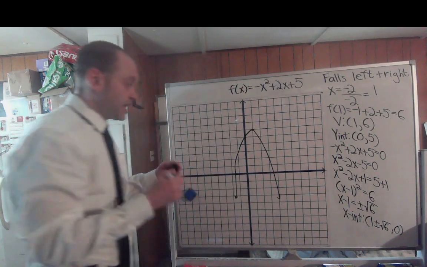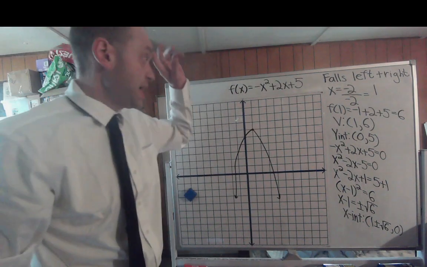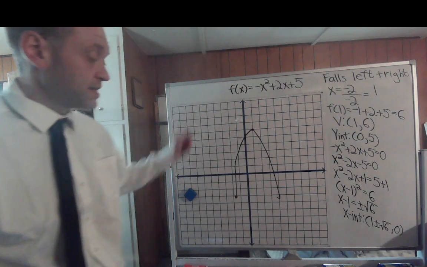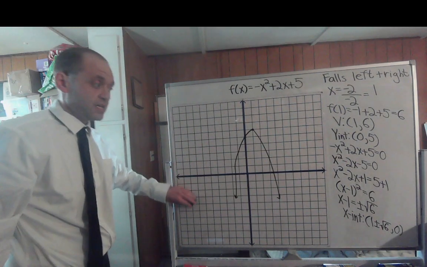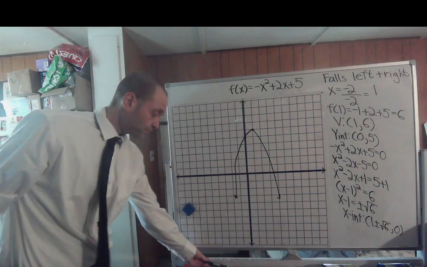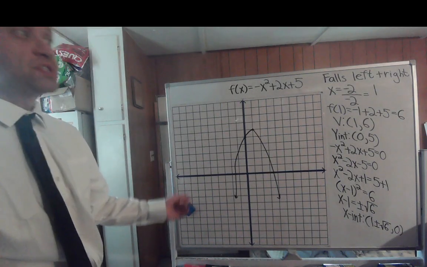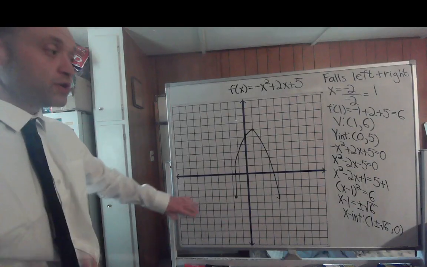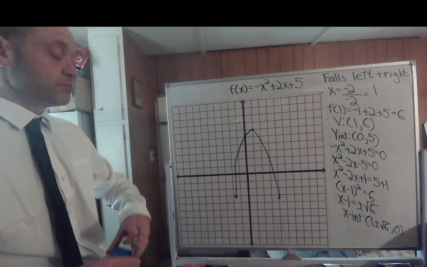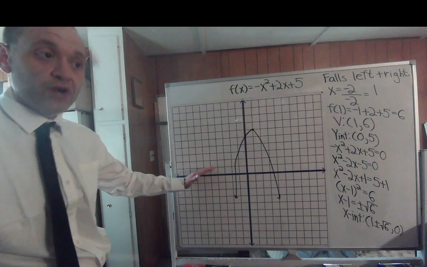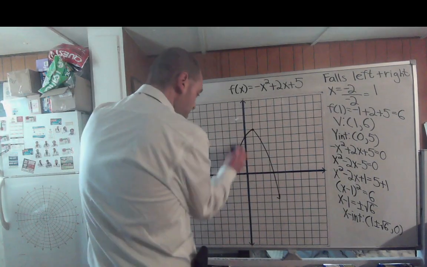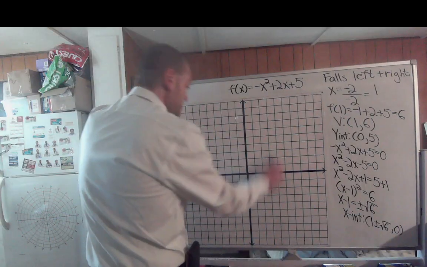And there is your graph with the vertex found at 1, 6, with all the various intercepts that we have. So knowing your intercepts and your vertex, all those things, and the end behavior helps you understand what you're actually graphing. It makes your life with graphing so much easier.